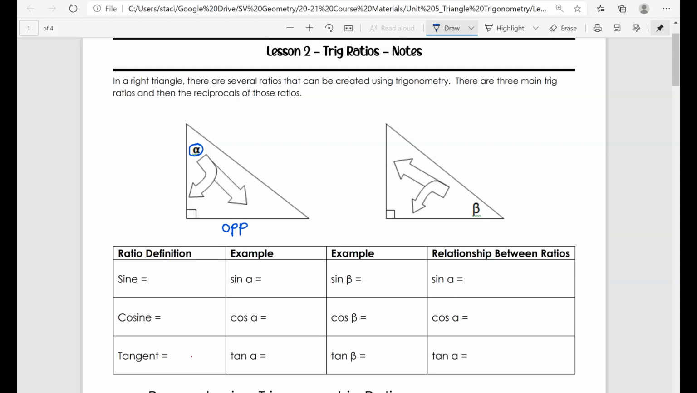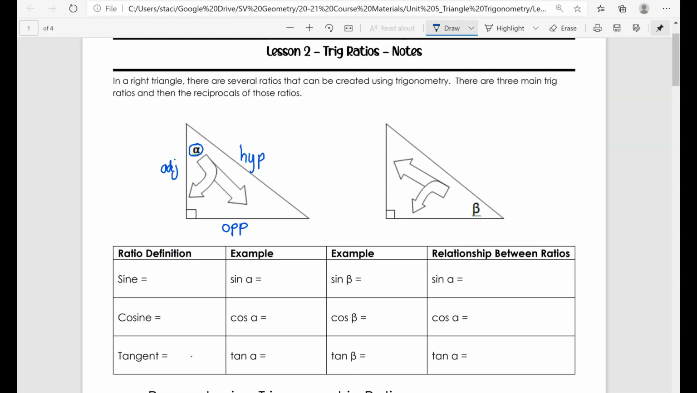The hypotenuse is pretty easy to figure out because it's always the longest side. It's also the side that is across from the right angle. And the adjacent side is the side that touches, or is part of, angle A, but is not the hypotenuse. So this is my adjacent side.